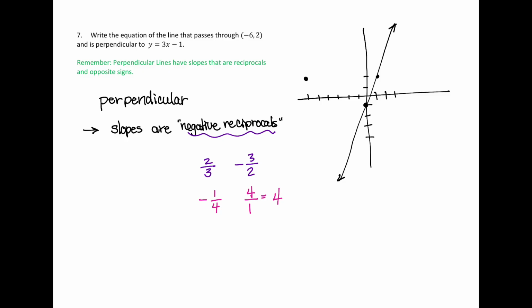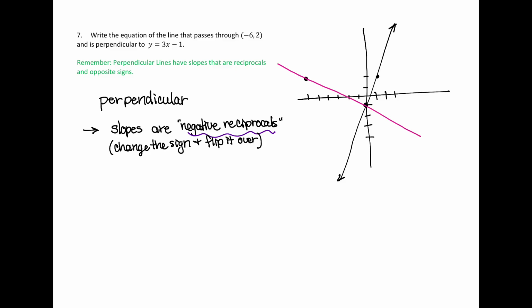If your slope was 2, how do you flip that upside down? You have to put it over a 1. So you change the sign, flip it over. Okay, so we're going to change the sign and flip it over once you find your slope. Okay, what do perpendicular lines look like? It means they cross at right angles. In other words, the line we're looking for is going to maybe go through that point. We'll find out. This needs to be a right angle.